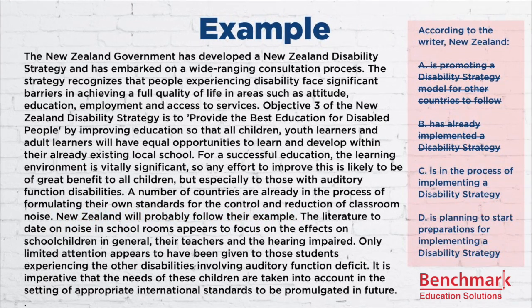The difference between these options is that C states that New Zealand is in the process of implementing, while D states it's planning to start preparations for implementing. So which answer is correct? It's C, and we can find that answer in the first sentence of the text. If we had to decide between the two, it's clear that New Zealand is already in the process of implementing the disability strategy, since it has embarked on wide-ranging consultation process. So it's in the process and beyond the preparation stage.